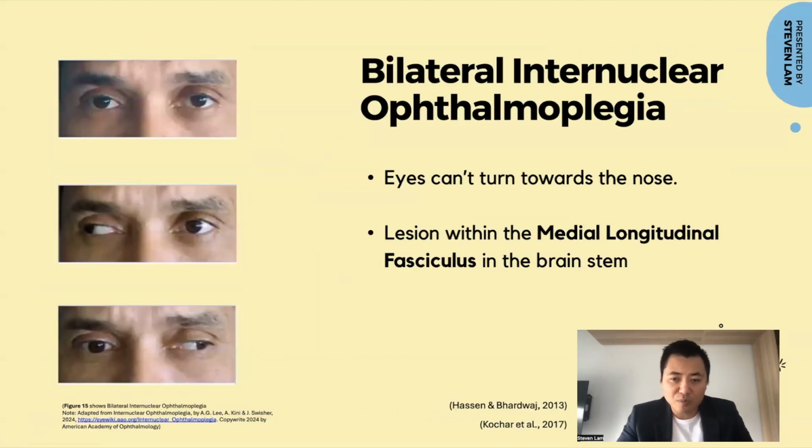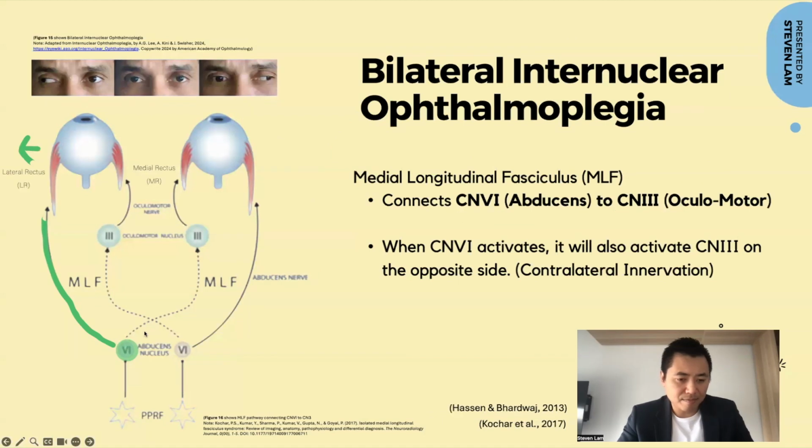You also get eye muscle problems. So bilateral internuclear ophthalmoplegia is when the eyes can't turn towards the nose, and it has to do with a lesion within the medial longitudinal fasciculus within the brainstem. So when we look closer at this, if you look down here, you have your abducens nerve, which is cranial nerve 6, and the role of this nerve is to innervate the lateral rectus and allows the eyes to be pulled out towards the ears.